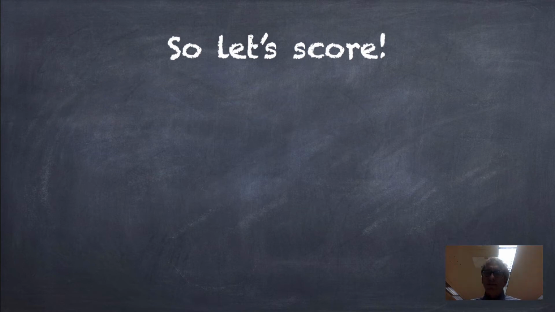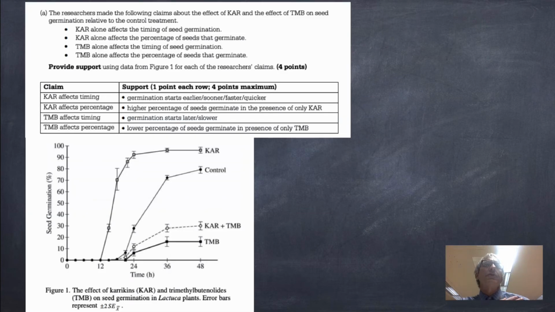Now let's score. So here's the rubric. For part A, there are your 4 bullet points. You could earn 1 point for saying KAR affects timing. The germination started sooner, quicker, faster, earlier. That's a point. KAR affects the percentage of seeds that germinate. Well, if you look at the graph and look at the KAR alone, that's the highest percentage of germination of any condition.